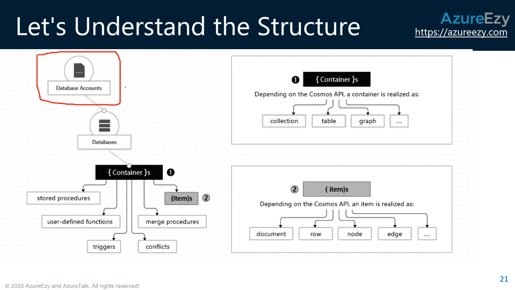Now at the top level, it is always the database account, and afterwards you create a database, and then inside the database you create containers. Inside the container you create items. Now in Cosmos, within a database, we create containers. It's not like a single container. You can have more than one container.